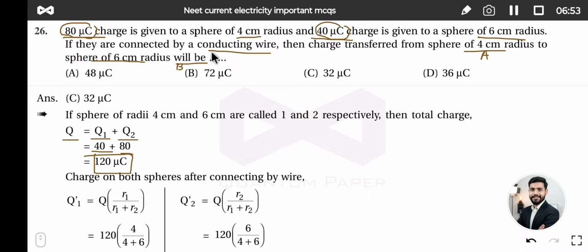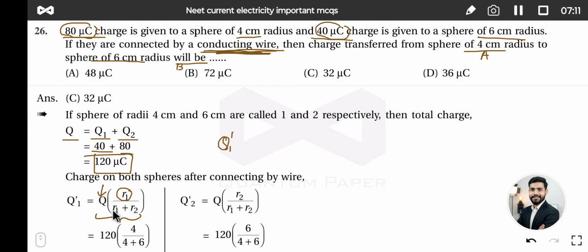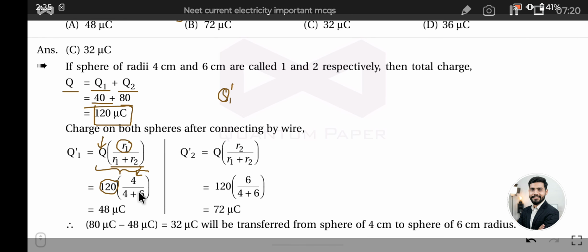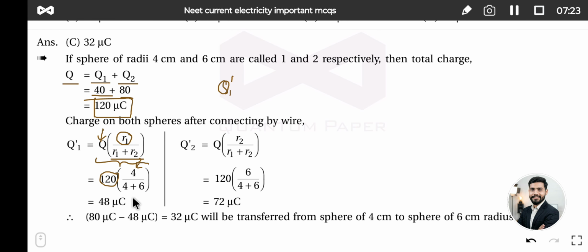So if we connect by the conducting wire, and after that we separate them, then after connecting the conducting wire, the charge on the first sphere, let's say Q1 dash, we can find out by using this formula: total charge Q multiplied by the radius of the first one upon the total radius. So total charge is 120. The first sphere has radius 4 and total radius is 4 plus 6, which is nothing but 10. So 120 multiplied by 4 upon 10. If we cancel out this 0, 0, so 12 4s are 48. So the charge on the first sphere is 48 microcoulomb.